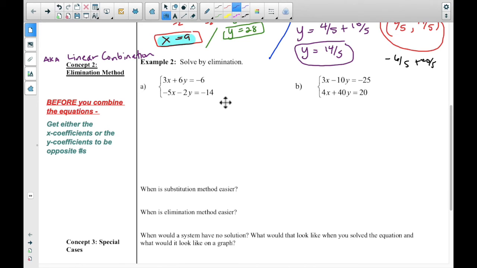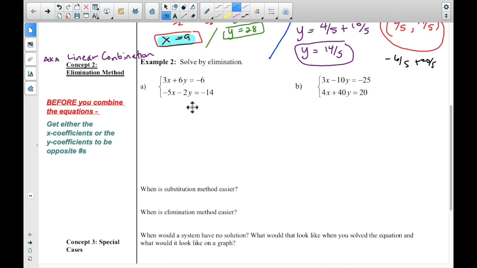Okay, but before you combine the equations, you have to get either the x coefficients or the y coefficients to be opposite numbers. Now, what do I mean by that? What I mean is we kind of need them to match up. For instance, I'm looking at example A. 3 and -5, they do not match up. 6 and -2, they do not match up.